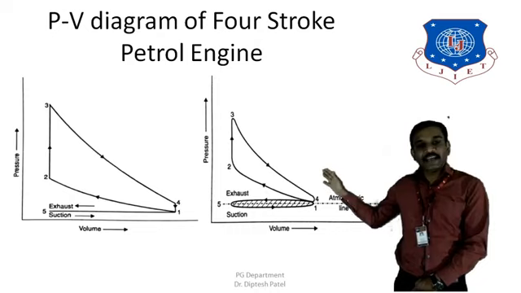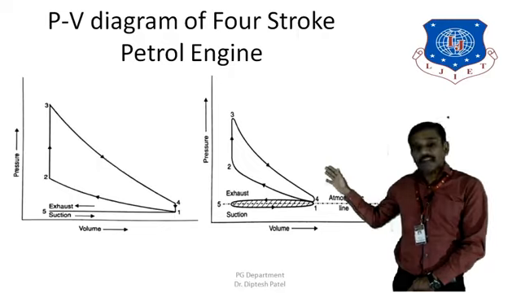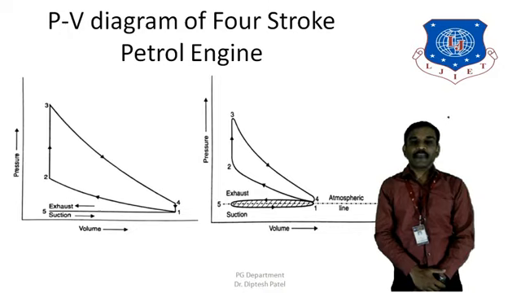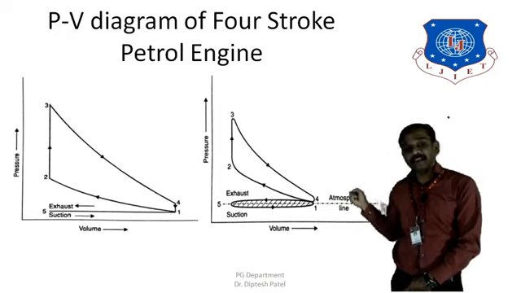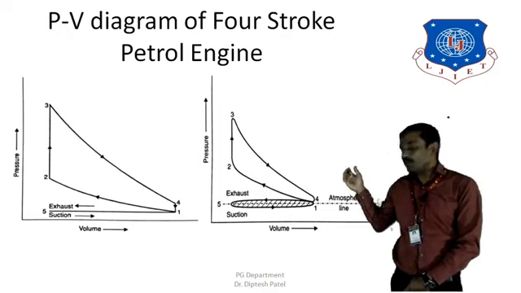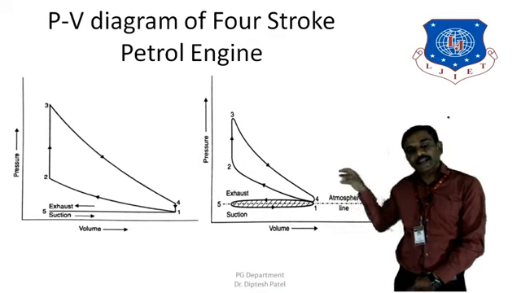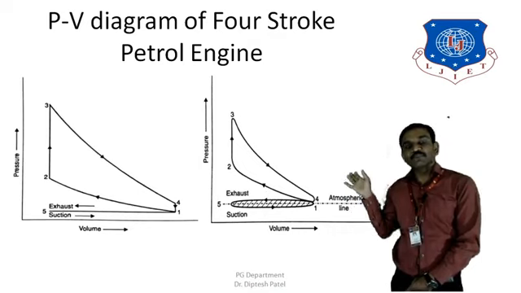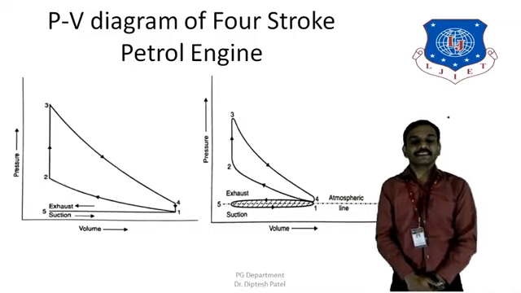On the left side you can see the ideal PV diagram, and on the right hand side you can see the actual PV diagram of the 4-stroke petrol engine. Initially at stage 1 the suction starts. The suction pressure is always below the atmospheric pressure. Due to the suction stroke, the fresh air and fuel mixture enters the cylinder, and then the 1 to 2 process represents the compression stroke, which is also known as isentropic compression.